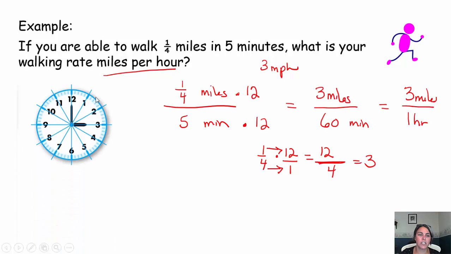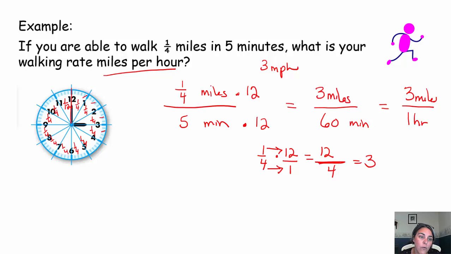If we just take a look at a clock and I broke it down into 5-minute increments, you know you can walk 1/4 mile every 5 minutes. If you break it down into every 5 minutes 1/4 mile, you'll see after an hour you've walked 12 1/4 miles. 12 1/4 miles means you've walked a total of 3 miles because you have 1, 2, 3, 4.